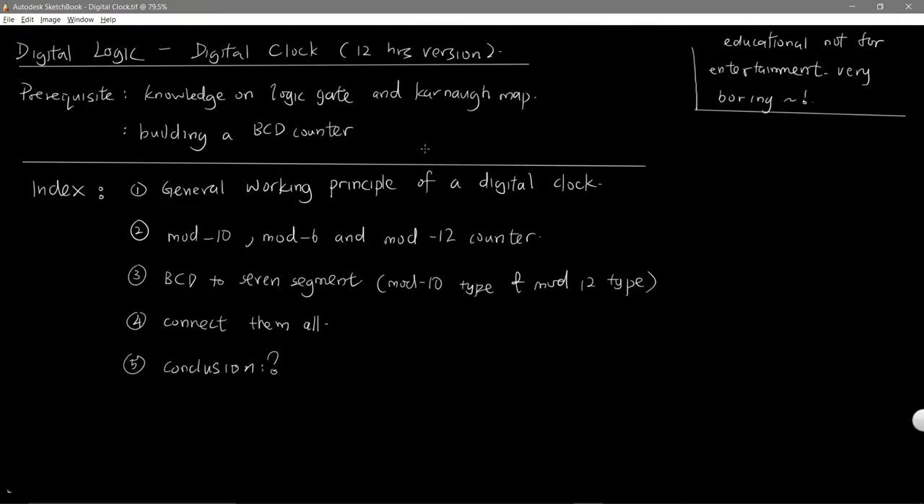Alright, welcome back to my channel, and this is my third video on digital logic. Today, I'm going to make a tutorial on how to design a digital clock. And this digital clock is a 12 hours version one. So it circulates from 0 seconds all the way to 11 hours, 59 minutes and 59 seconds.